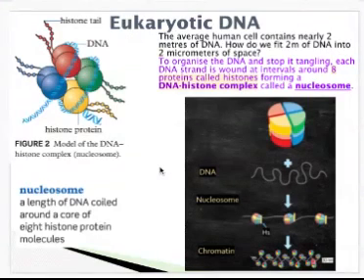Okay, so looking a little bit closer at eukaryotic DNA. As you know by now, the average human cell contains almost 2 meters of DNA. Cells are so tiny. How do we fit 2 meters of DNA into 2 micrometers of space? Well, it's quite amazing, really. To organize that DNA and stop it tangling prior to duplication or replication and separation, each DNA strand is wound at intervals around 8 proteins called histones, and these form a DNA histone complex called a nucleosome.